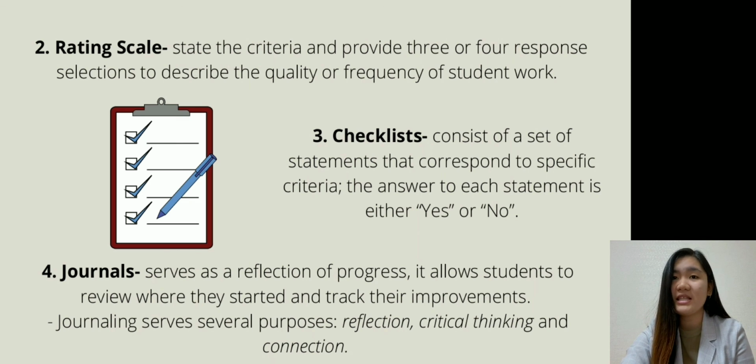So the third one is checklist. Checklists are assessment tools that set out specific criteria. Checklists set out skills, attitudes, strategies, and behaviors for evaluation and offer ways to systematically organize information about a student or group of students. So generally speaking, checklists consist of a set of statements that correspond to specific criteria, and the answer to each statement is just either yes or no or done or not done.